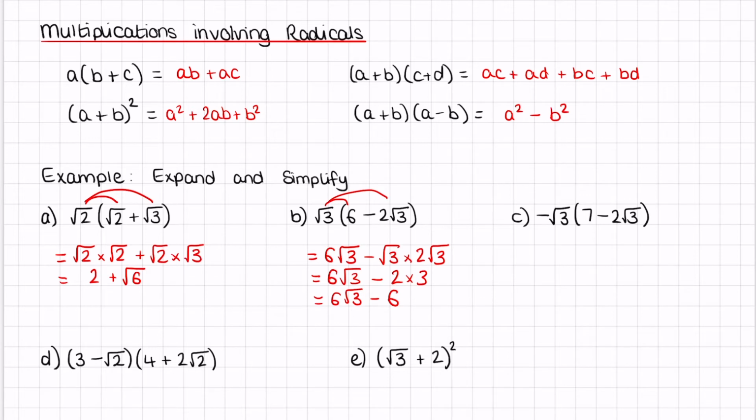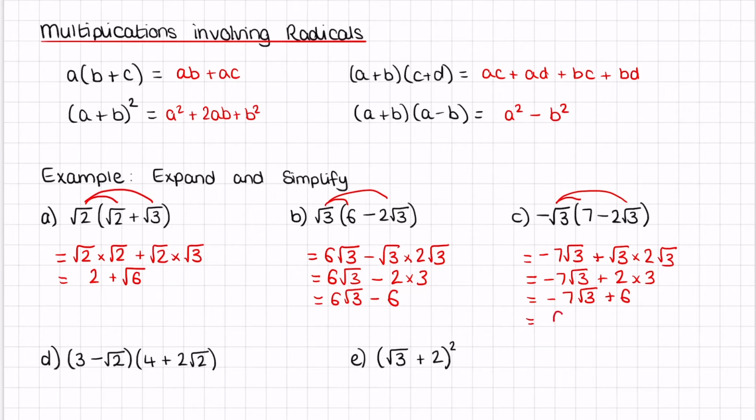Part C, just introducing more negatives. So negative root 3 multiplied by 7 minus 2 root 3. We'll have minus root 3 times 7, which will give us minus 7 root 3. Then minus root 3 multiplied by minus 2 root 3. Two negatives make a positive. And then we'll have root 3 times 2 root 3, which once again just gives us 2 times 3. So we'll end up with negative 7 root 3 plus 6. And often with answers like this, you'll find they'll write it as 6 minus 7 root 3, just to make it look a bit nicer, but it really doesn't matter.